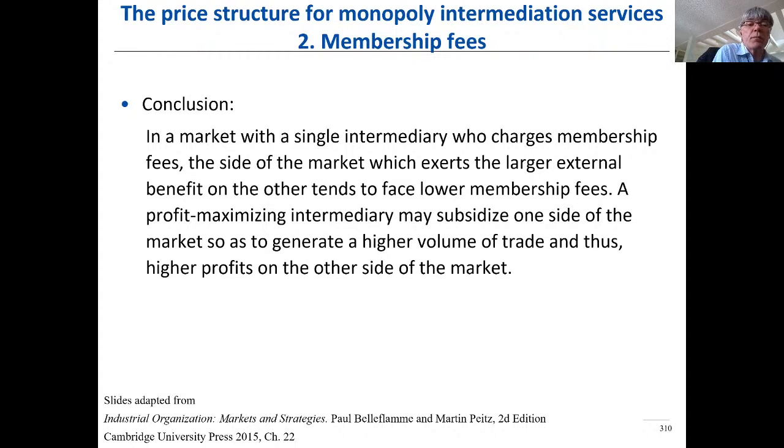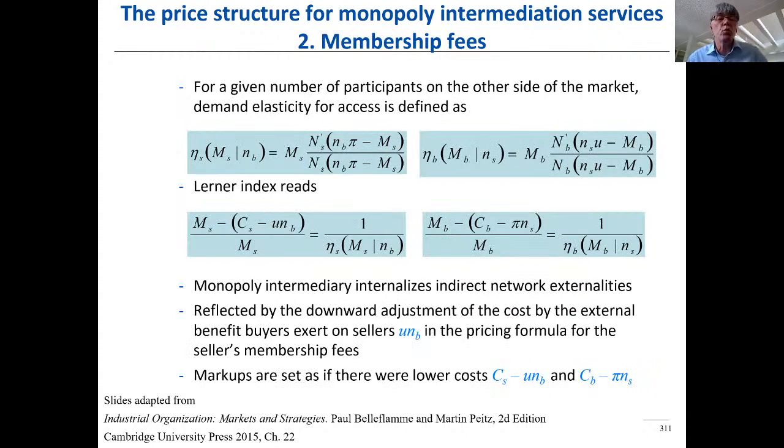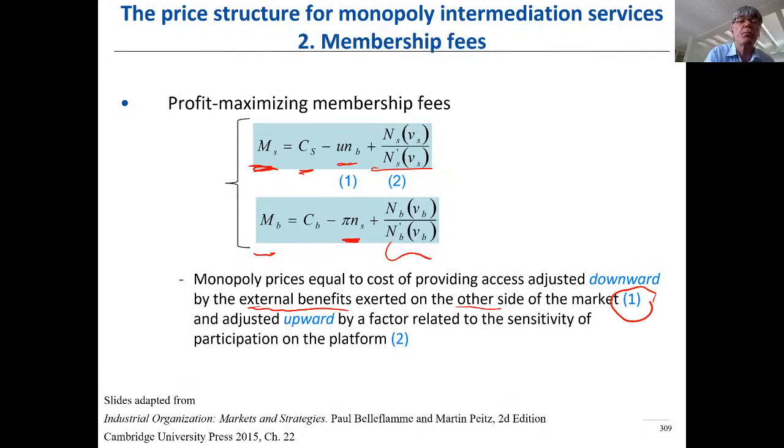And so a profit maximizing intermediary may subsidize one side of the market, so as to generate a higher volume of trade and therefore higher profits on the other side of the market. I will give you a simulation in 2 slides, and this should be clear right now. But before we move on to this simulation, I want to discuss in a little bit more detail actually this part here.